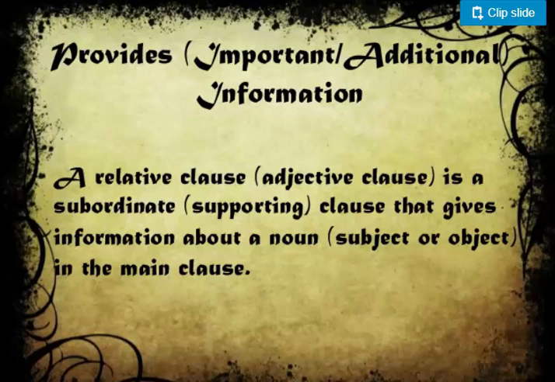Now that noun may be used as a subject or as an object, but it will be used in the main clause, which is the main information of your sentence. So a relative clause always describes the main information that you need. So the information is related to a noun, and this noun is used as a subject or as an object in the sentence. So this is the first function of the relative clause.